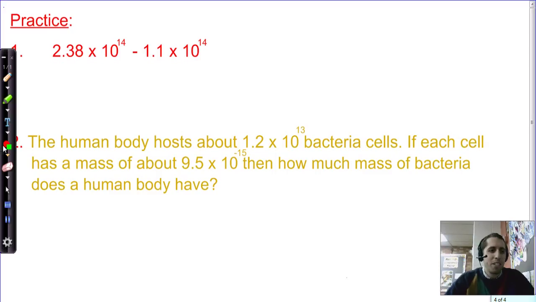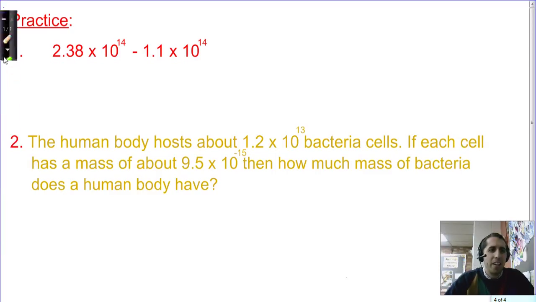On this last one, I want you to do these problems by yourself. Check them out. The first one is 2.38 times 10 to the 14th power minus 1 and 1/10 times 10 to the 14th power. Think about what property you could use so that you don't have to write out all those zeros and then subtract. Try and do it by organizing things in a way that makes more sense.